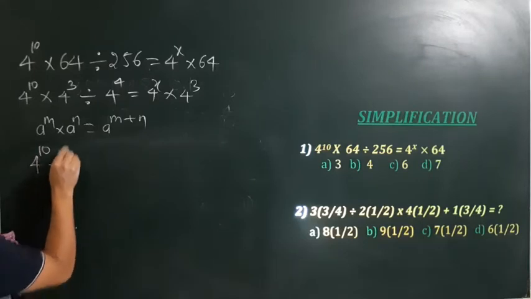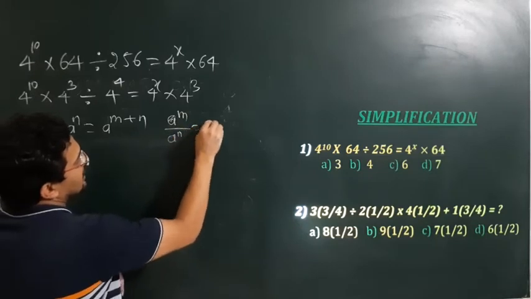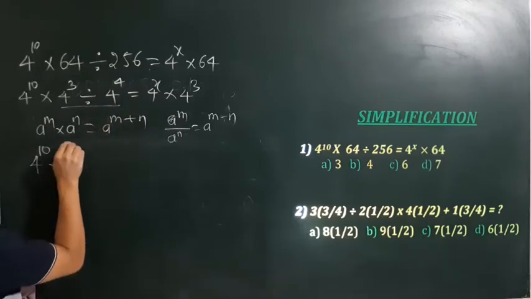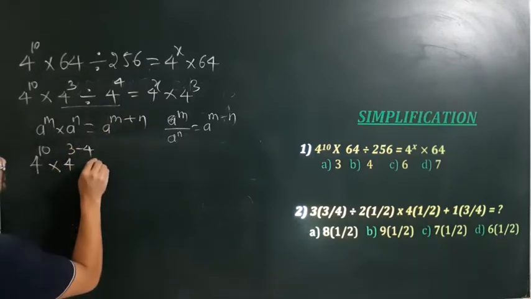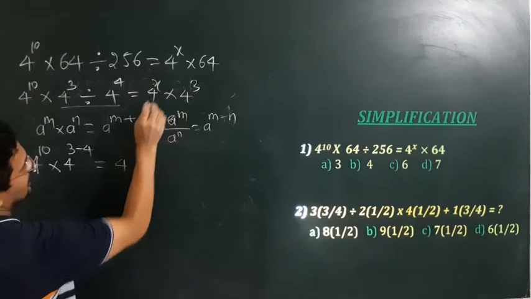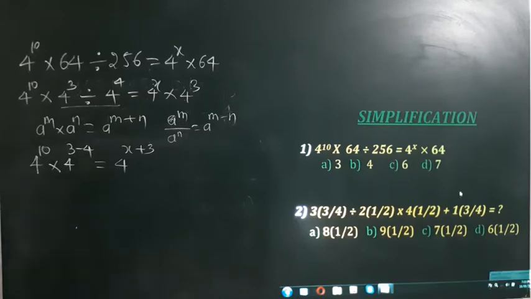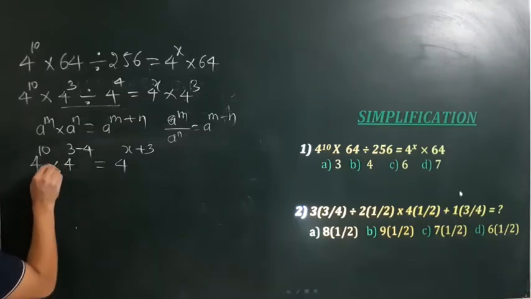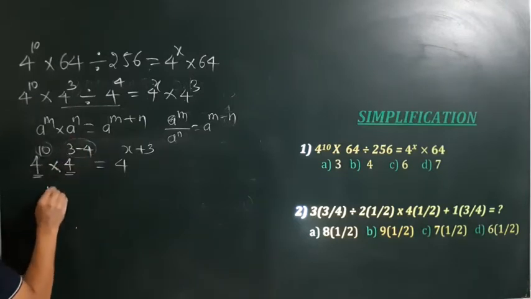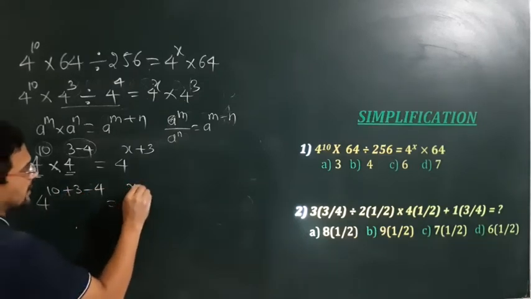So I will make it here 4 raised to 10, multiplied by, and then a raised to m divided by a raised to n can be written as a raised to m minus n. These are the two divisions, so it can be written as 4 raised to 3 minus 4. On the right side these are multiplication, a raised to m, a raised to n, so it can be written as 4 raised to x plus 3. Now here it is multiplication, so 4 raised to 10 plus 3 minus 4 is equal to 4 raised to x plus 3.